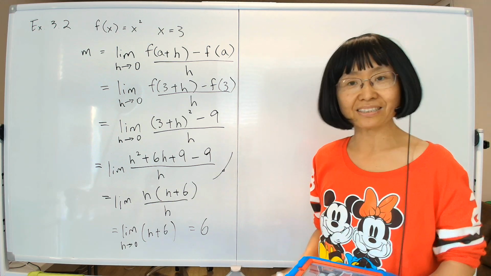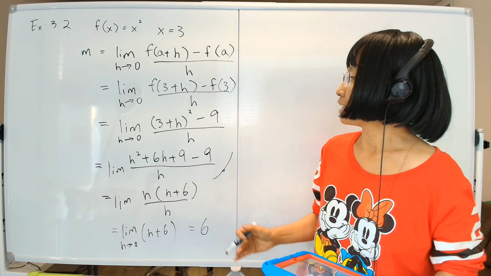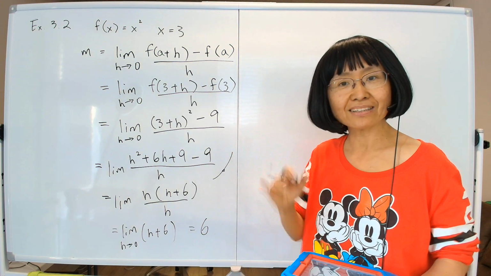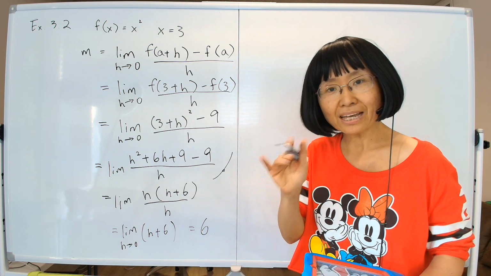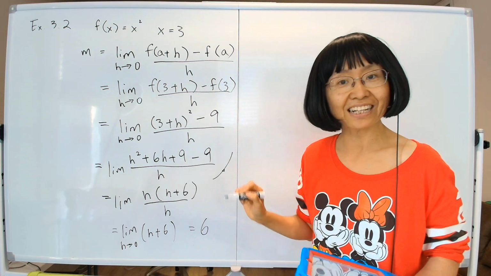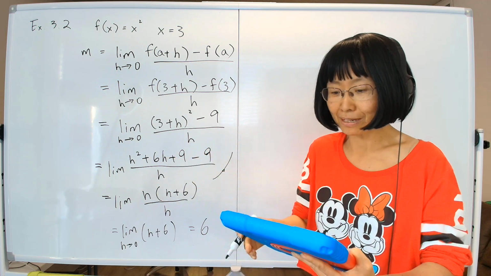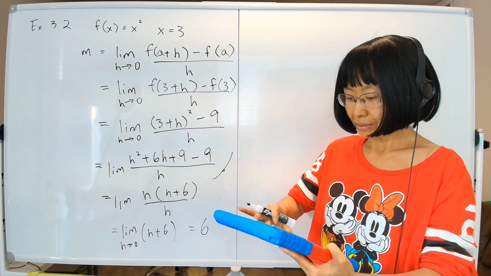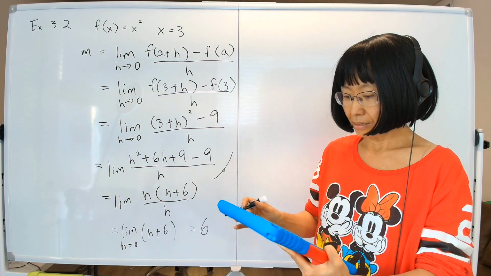This is where Sir Isaac Newton is brilliant: when you can't divide by 0, let's look at the stuff around it, around where h is 0, and see if that becomes something. Okay, that is that.